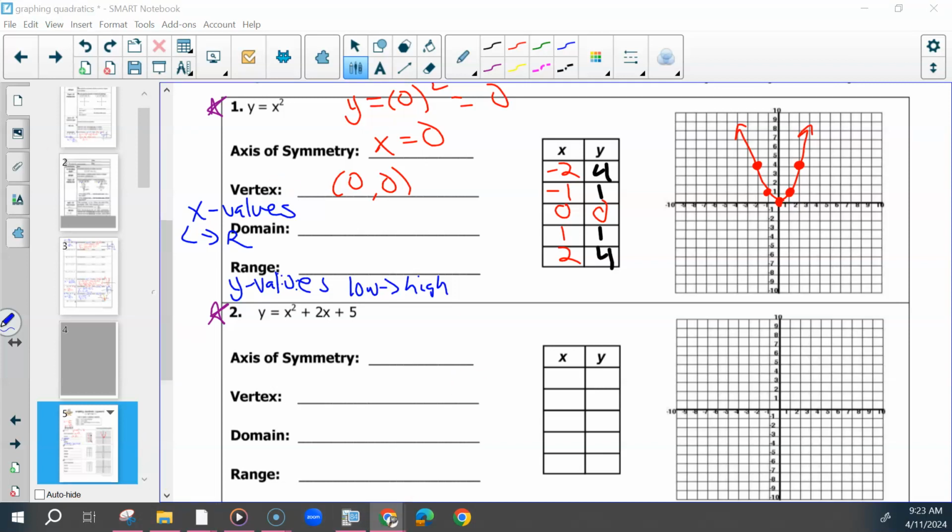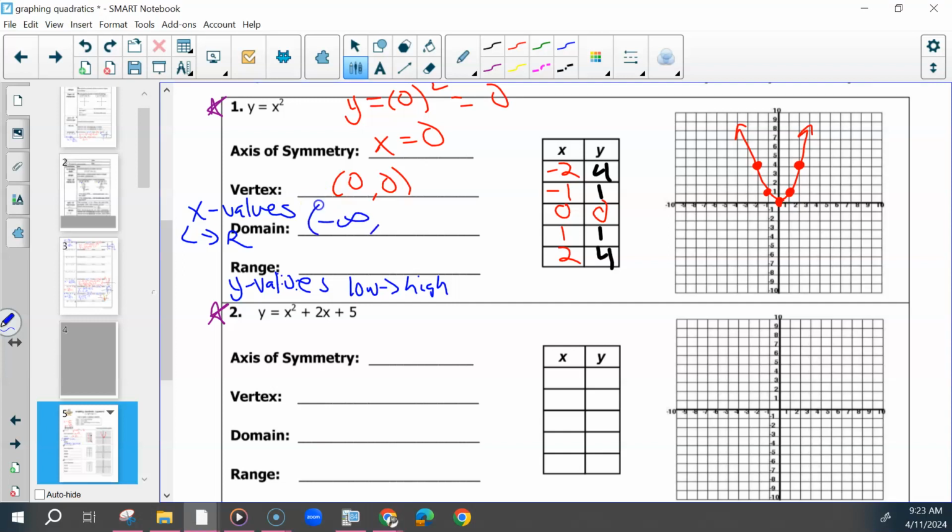If it keeps going left, where would that start for your x values? What do we think? If I kept going left on my number line, where am I going to end up? Negative infinity.